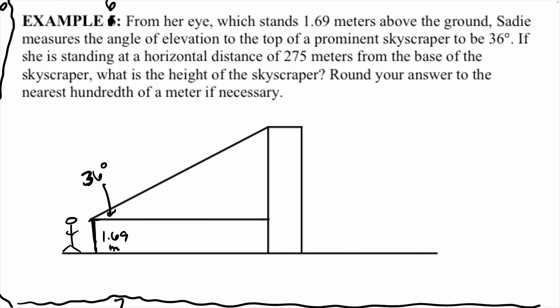If she is standing at a horizontal distance of 275 meters from the base of the skyscraper. Horizontal means side to side. Right? We sleep horizontal, we stand vertical. So this distance to the building, from where she is to the building, is 275 meters. How tall is the skyscraper? That's what they want to know. From the top all the way to the ground, how tall is the skyscraper?